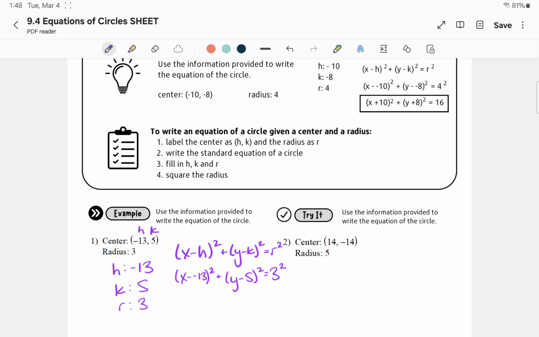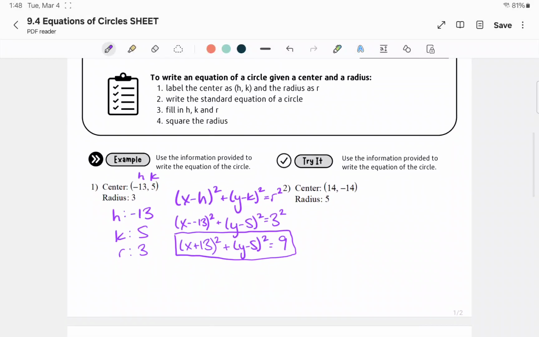So we plug those in, and now I just have to simplify this. So if I have x minus a negative, that turns into plus. So x plus 13 squared. This is just y minus 5 squared. And we're going to go ahead and square the radius. So 3 squared is 9. So this is our equation of our circle. So go ahead and pause the video. Try number 2 on your own.